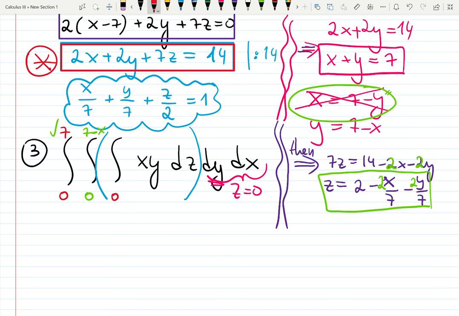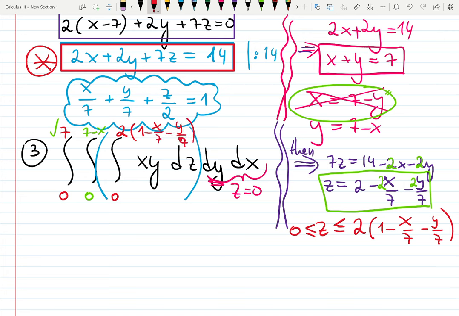So z is from 0 to, then like it's not even looking nice. I guess let's factor out 2. Z is from 0 till 2 times (1 minus x over 7 minus y over 7), like so. That's what I stuck with, like what is better to factor out. So here you go. This is my triple integral. Yay, we just spent so much time just creating it.